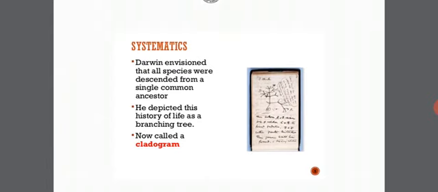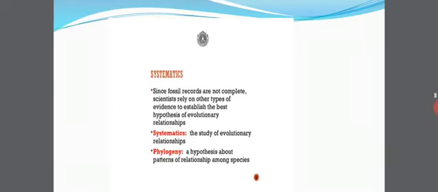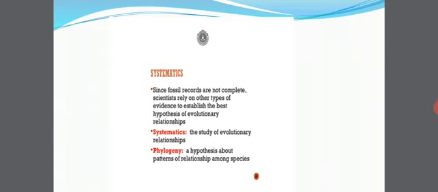Darwin envisioned that all species were descended from a single common ancestor, and he depicted this history of life as a branching tree, which is now called a cladogram. Since fossil records are not complete, scientists rely on other types of evidence to establish the best hypothesis of evolutionary relationships. So here let me further go through what is systematics, the study of evolutionary relationships, and phylogeny, a hypothesis about patterns of relationship among species.